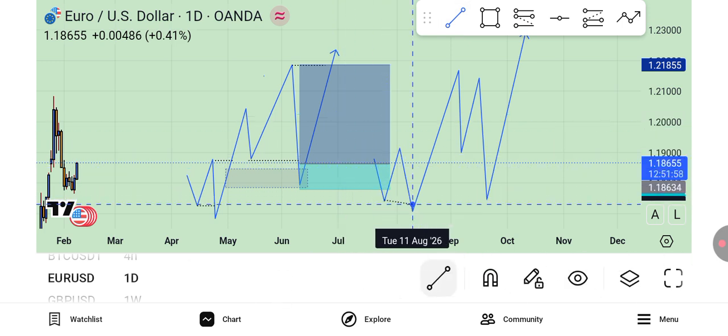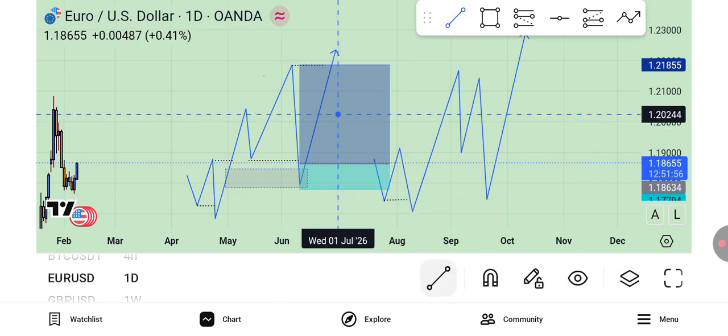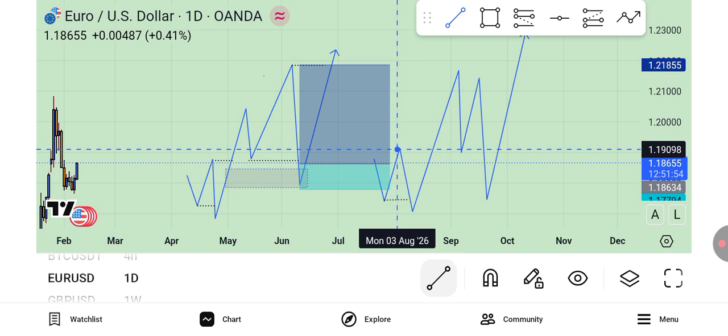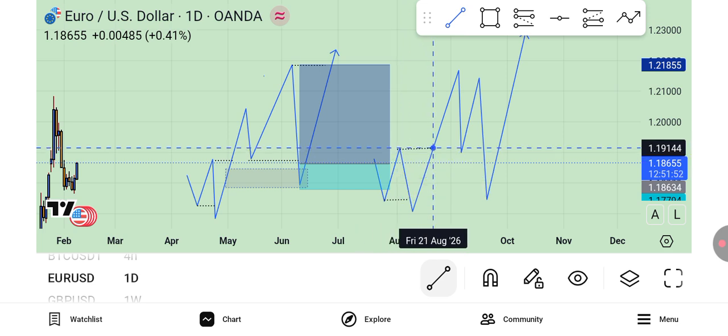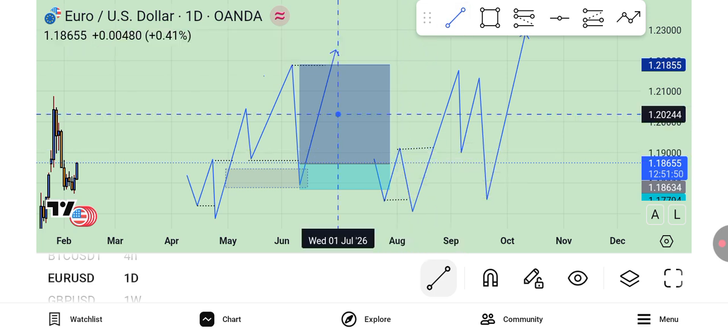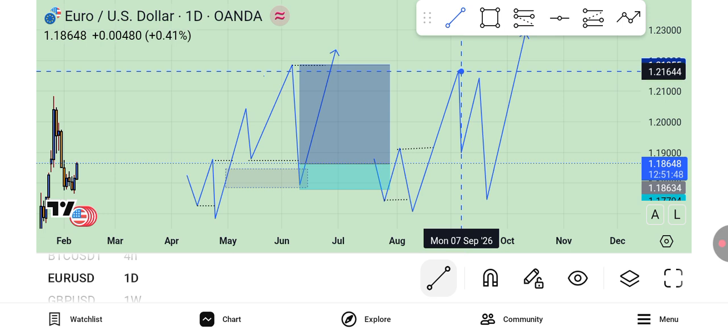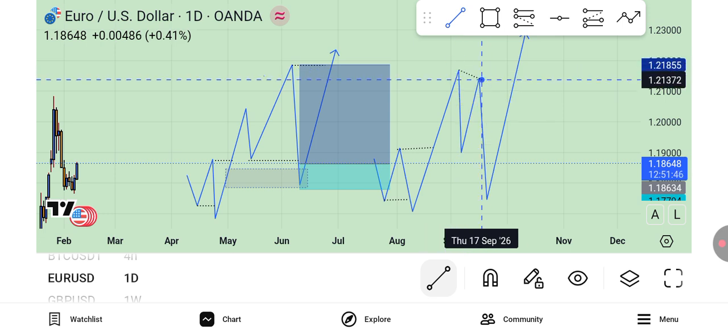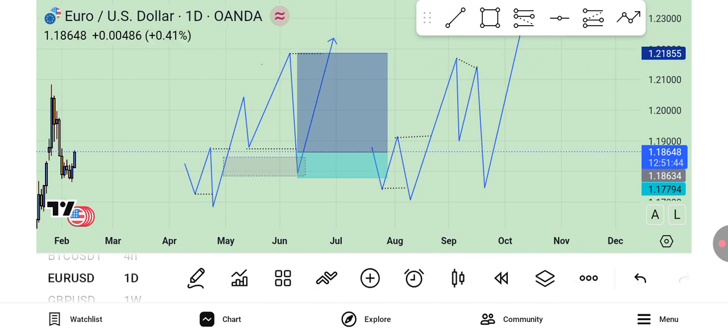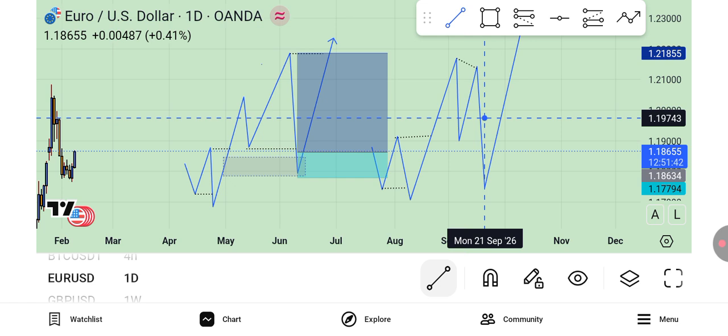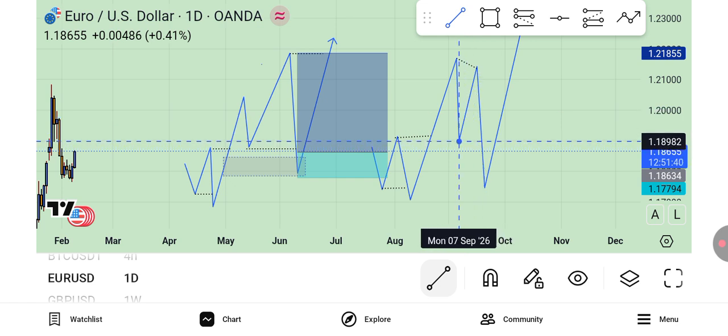After our strong low, the market fails to break this high. You understand? You can see that, and then it reverses to take this as liquidity.